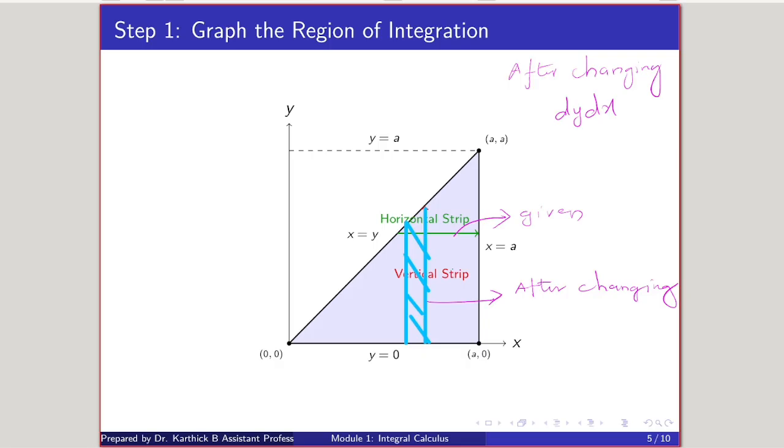So after choosing the strip, we want to find the limits for x and y. So the strip is parallel to the y-axis. So first we want to find the limits for y. So the new limits, it will be y.